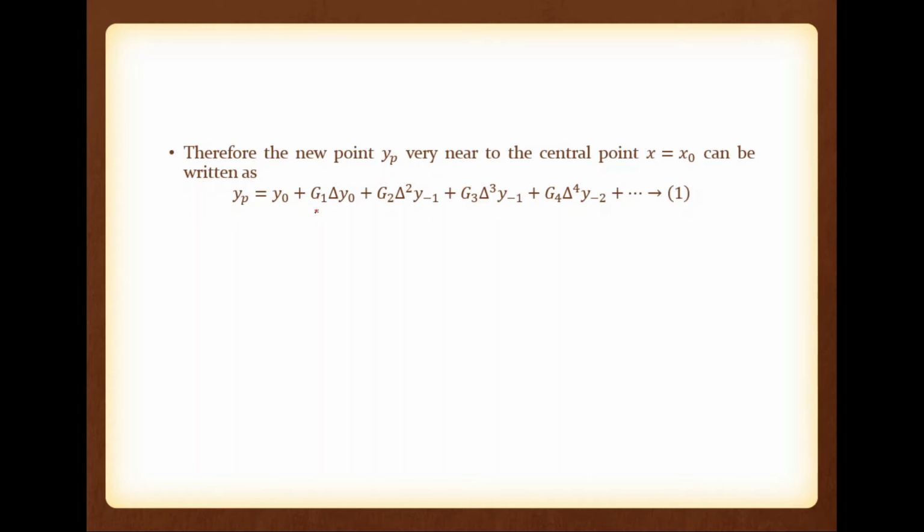Now we need to find the g1, g2, g3, g4. So for the purpose, take this yp. What is yp? Yp is y of xp, right? Is it okay? So what is y of xp? Y of xp is y of x0 plus p into h.